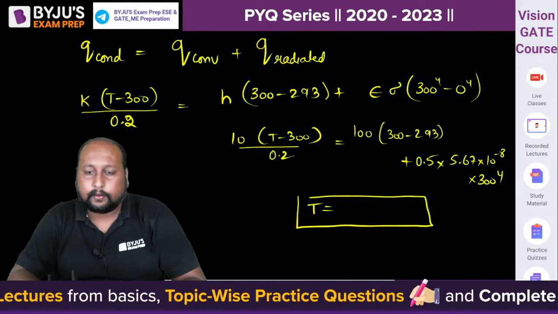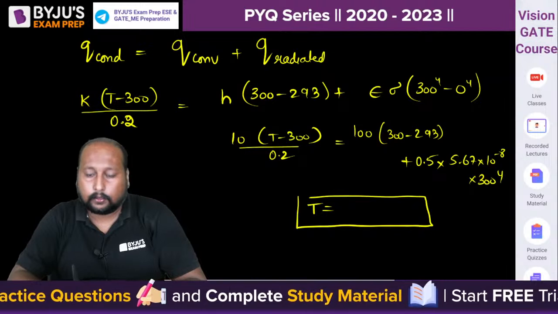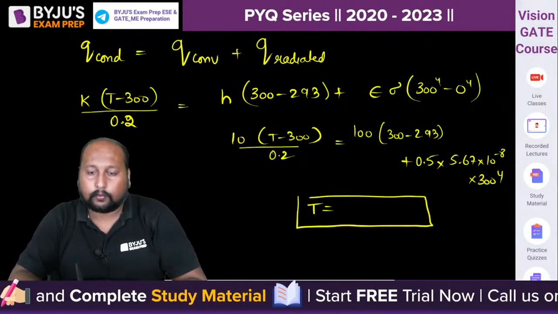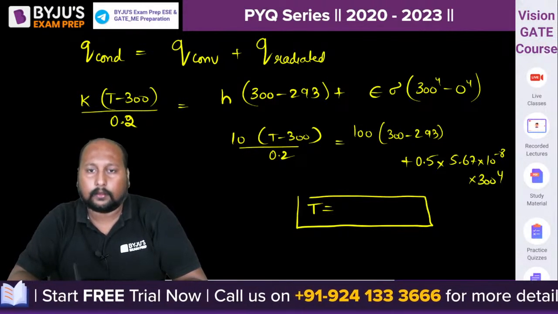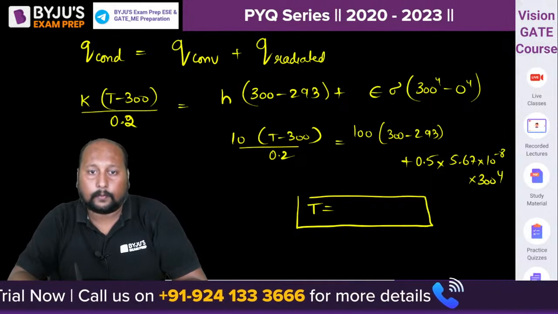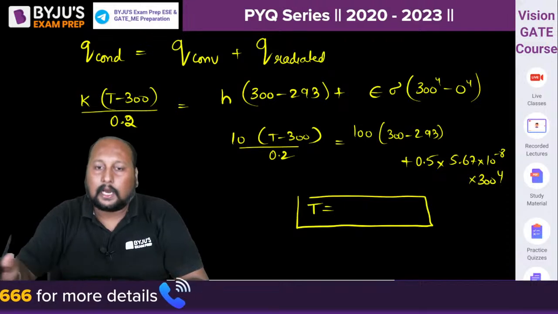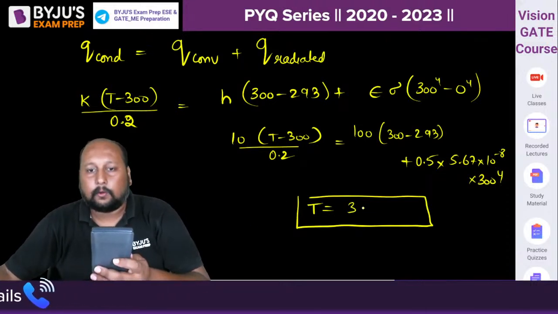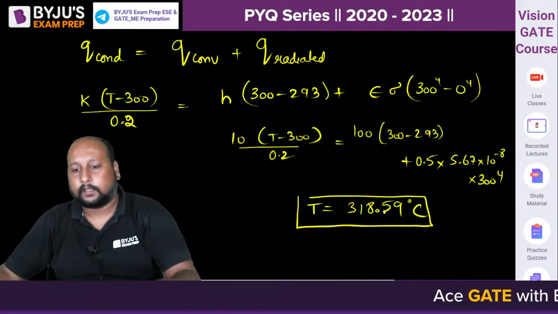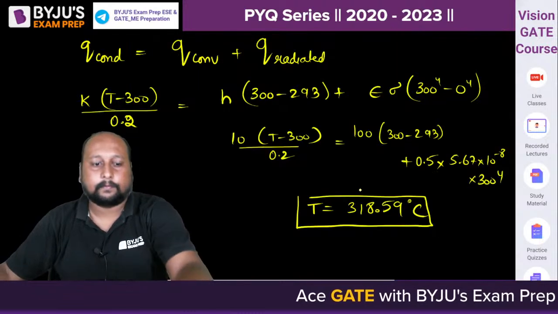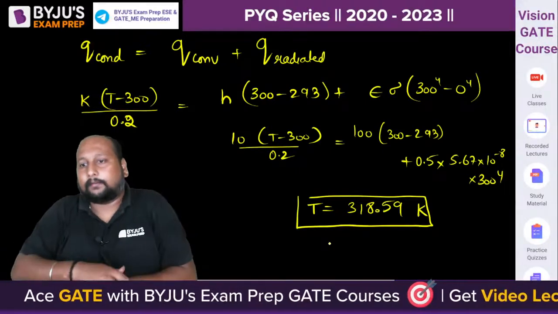Into 0.5 into 5.67 into 10 to the power minus 8 into 300 to the power 4, plus this is 700 into 0.2 divided by 10. Are you getting 318? 318.59 degrees Celsius, in degrees Celsius only. Oh, sorry, Kelvin. Yes, are we getting 318.59 Kelvin?